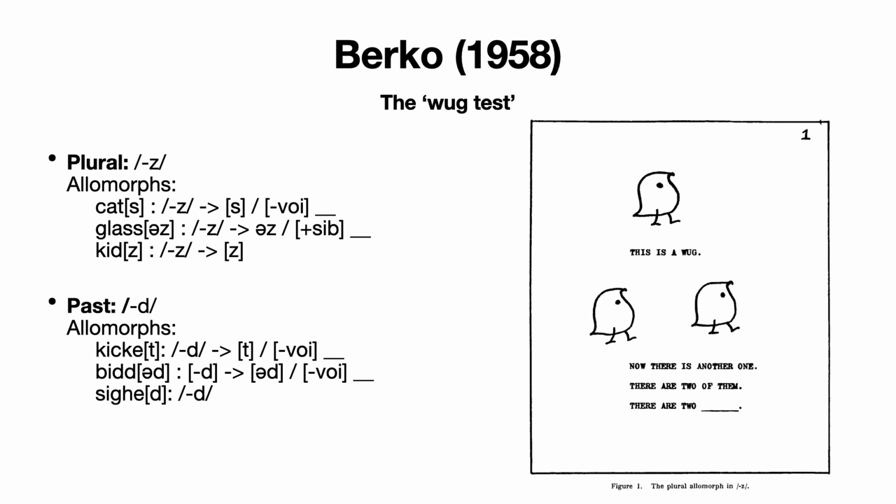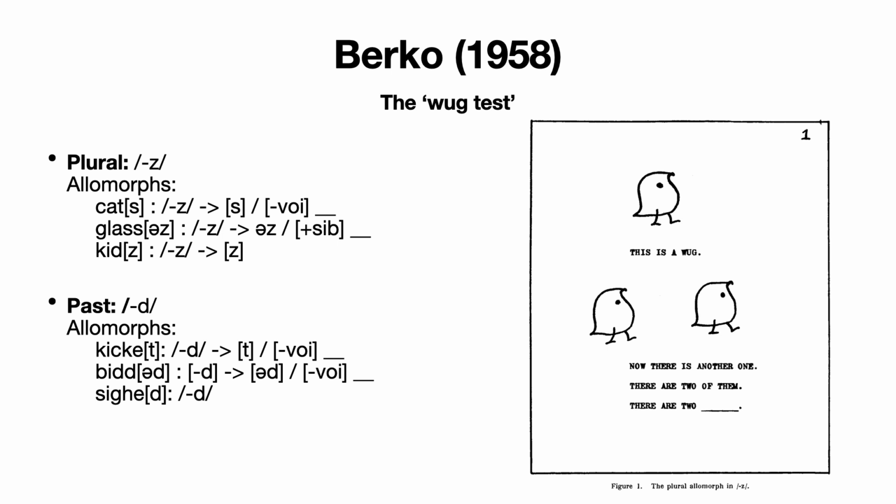And similarly for the past tense, we have the t allomorph, which is produced after a voiceless stop. We have ud, produced after a voiceless coronal, is what I should say here. And then finally, we have the d form that kind of appears elsewhere.